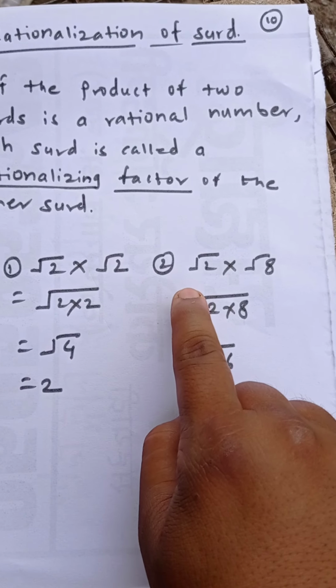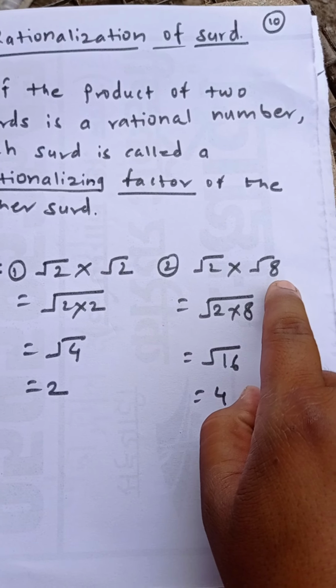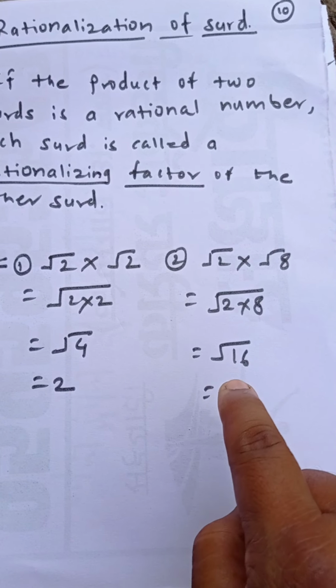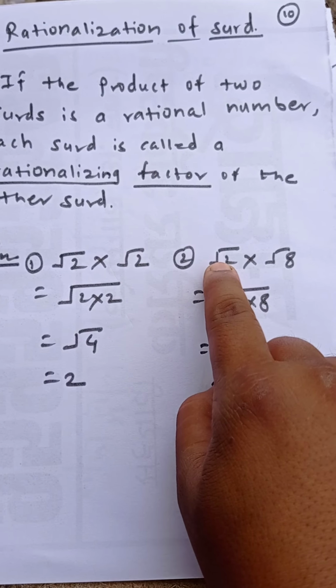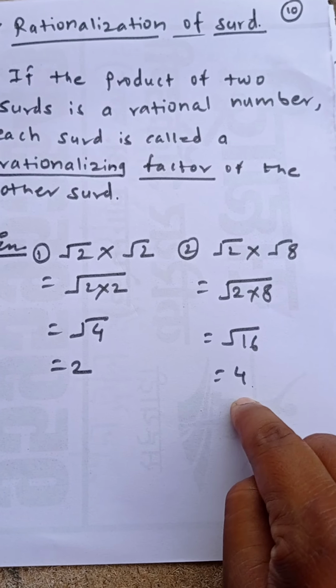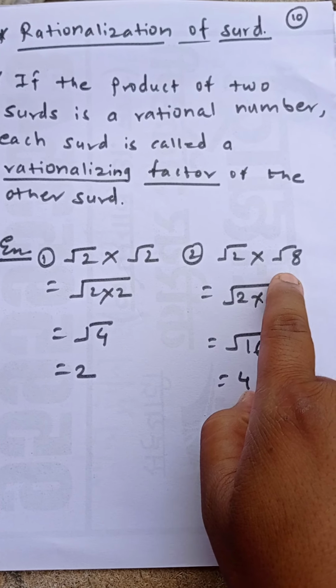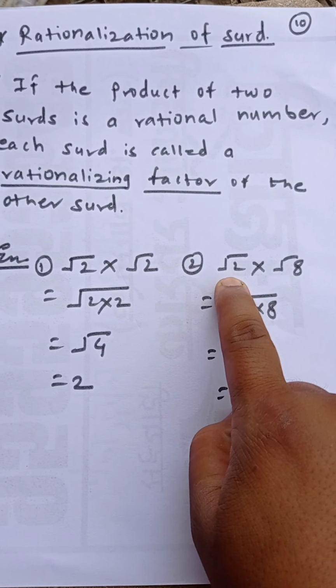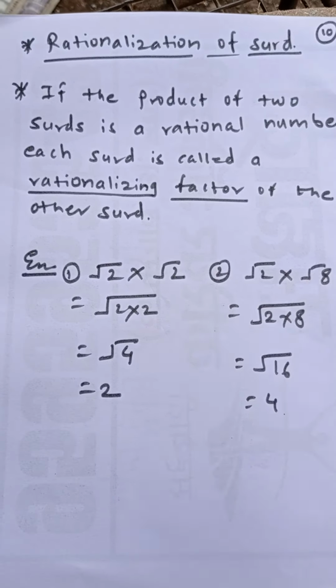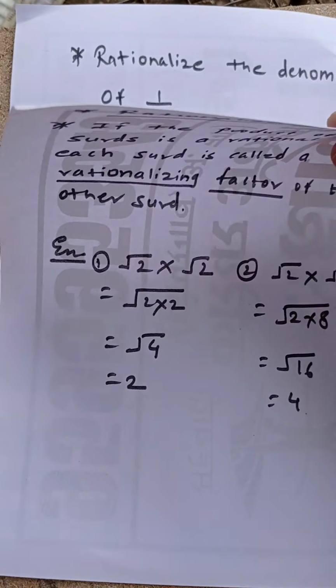One more example. Root 2 into root 8. When we multiply root 2 by root 8, we get root 16, and the square root of 16 is 4. So root 2 is an irrational number, but we converted it into a rational number because of root 8. So root 8 is a rationalizing factor of root 2. Also, root 2 is a rationalizing factor of root 8. This is called rationalization of surds.